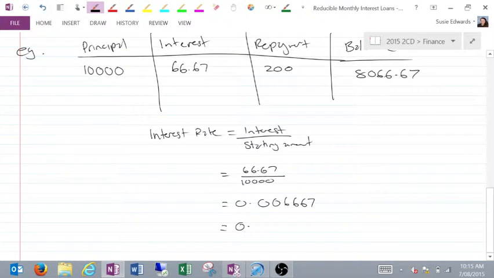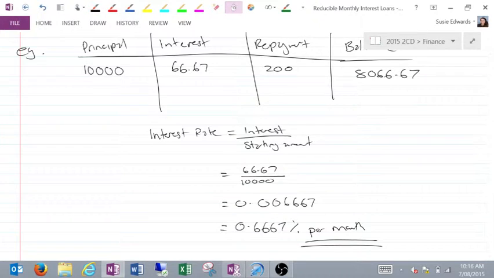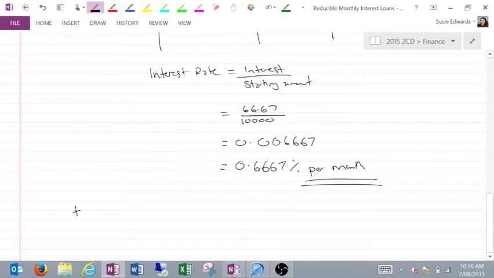It means 0.6667% per what? Per month. Okay, if I wanted to find out per year, you'd times it by 12. Yeah, so 8%. Okay, so this is per month. To find out per year, times by 12, which equals 8% per annum. Can you guys see those things?